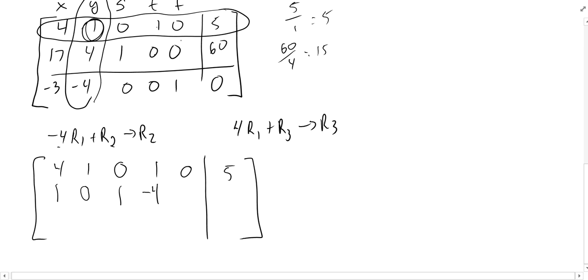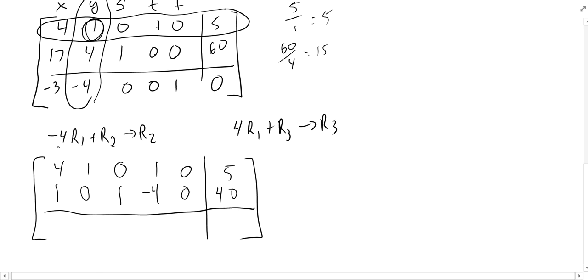Negative 4 times 0 plus 0 stays 0. Negative 4 times 5 is a negative 20. And I want to add that to the 60. So negative 20 plus 60 gives me, oops, 40. 60 minus 20 is 40.